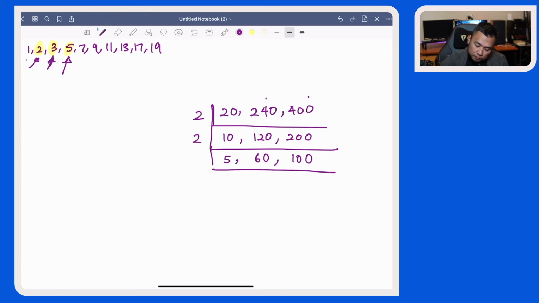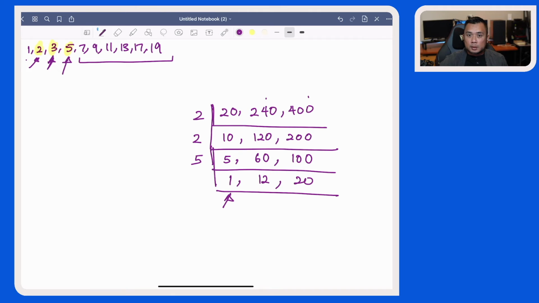Right. So with the number 5, I am now going to work it out this way. And 5 divided by 5 is 1, 60 divided by 5 is 12, and 100 divided by 5 is 20. Right. Now at this point of time, you can see that I can't break this down any further because my first number here has been reduced to the number 1, which means that there's no need to test for any further prime factors here. You will stop at this point.